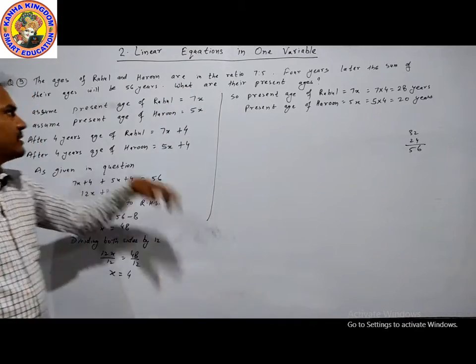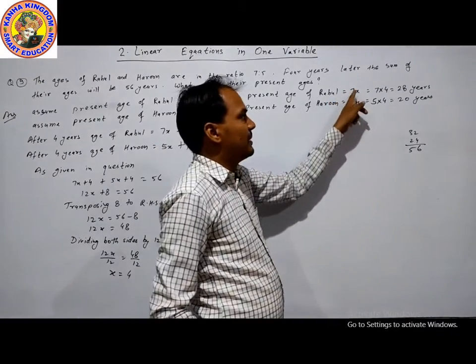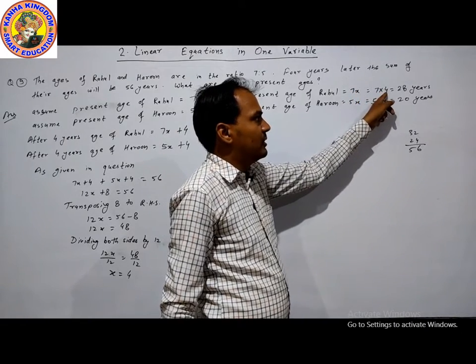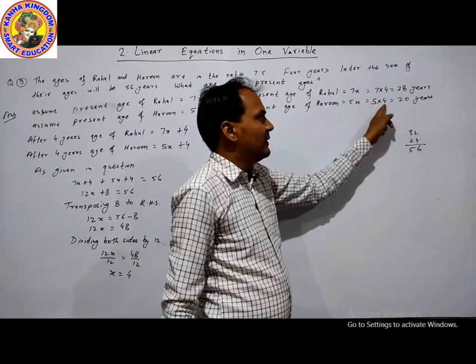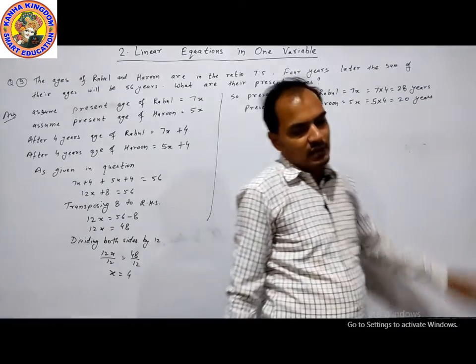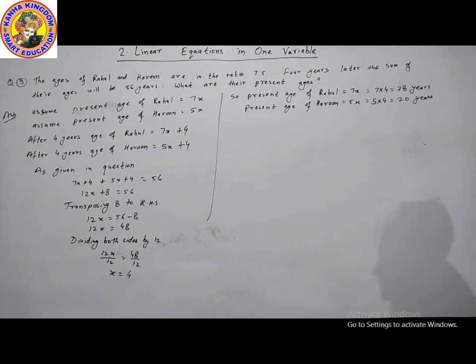What is their present age? Present age is 7x and 5x. So put the value of x, which is 4. Then 7 into 4 is 28, and 5 into 4 is 20. This is our final answer. Take a screenshot of this. We will move to the next question.